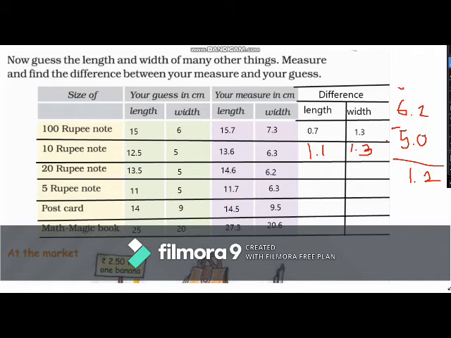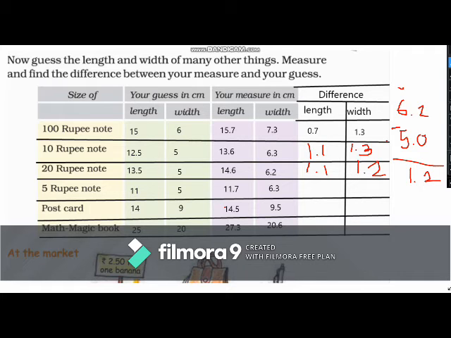So the difference is 1.2 centimeter in width of the 20 rupee note in measure and guess, and here already we have found out 1.1.